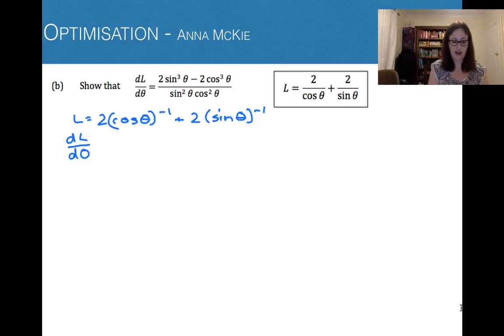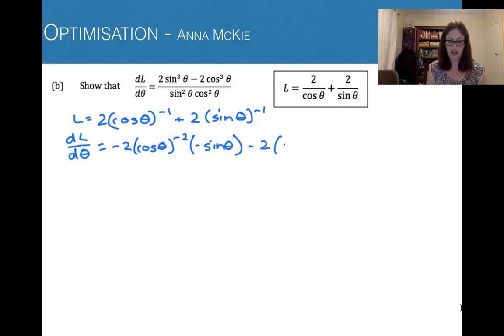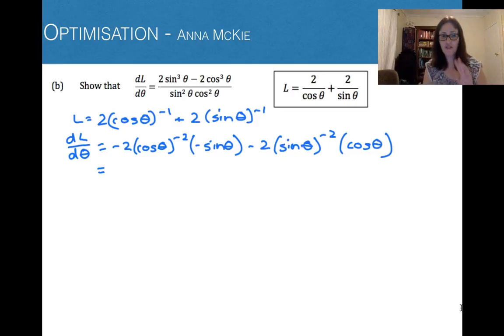And it's dL by d theta. And using the chain rule, so bringing down that power, we'll have a -2 out the front, cos of theta, lower the power by 1 and differentiate inside the bracket to get negative sine theta. And the second term, bring down that power, so we'll have a -2 here, copy and paste the bracket, lower the power by 1 and differentiate the inside. Now if you want to go ahead and try and tidy that up yourself, go ahead. So we'll tidy this up.